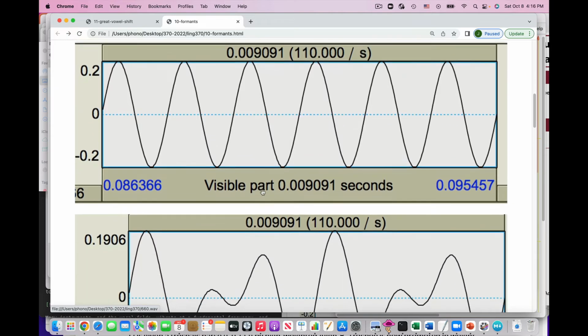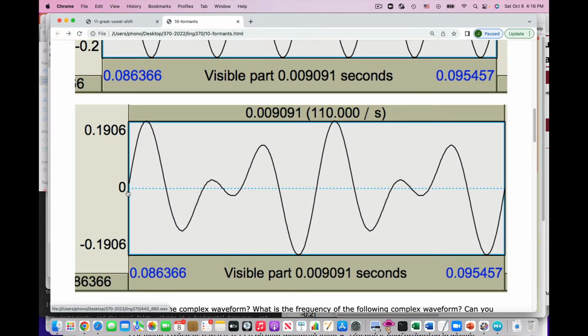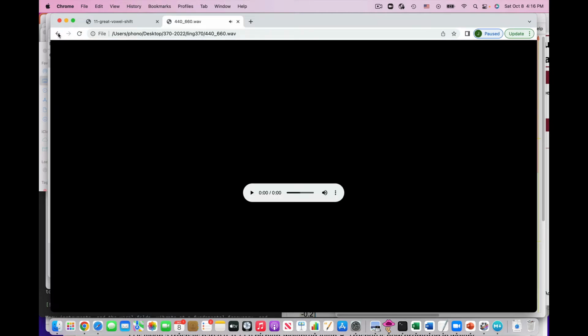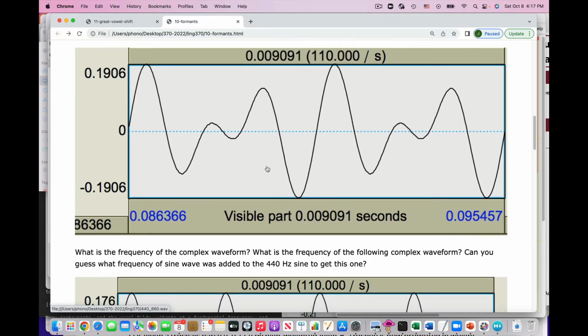We combine those and we get this waveform. What's its pitch? Well, there's 1, 2 of these complex waveforms going through. So the fundamental frequency is actually 220. And you can tell that it sort of sounds lower. Those two that we combine together, we get a sensation of a lower pitch sound.